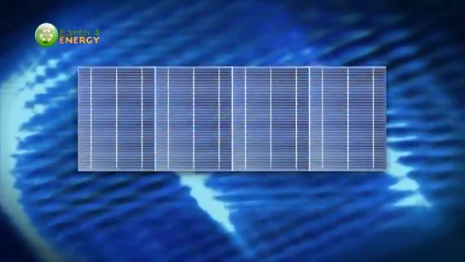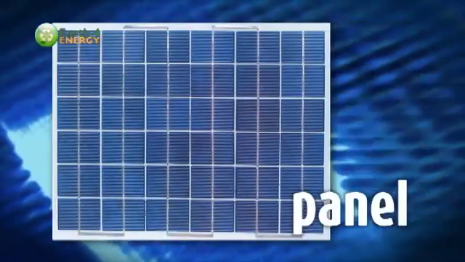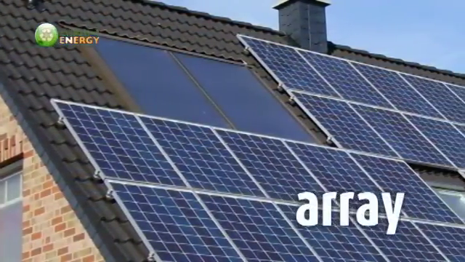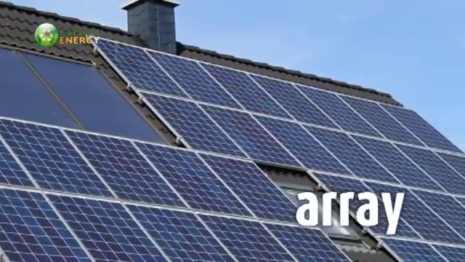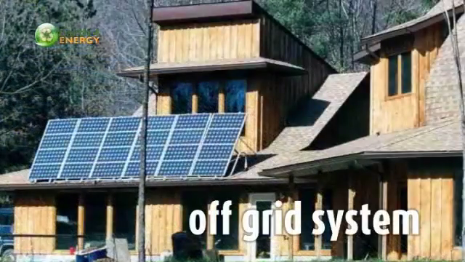When you join the cells together in a line, this is called a string. You then join multiple strings to create the panel. If you have multiple panels joined together, you'll have an array. There are 2 types of systems that you and I will come in contact with. The first one is the off-grid system.